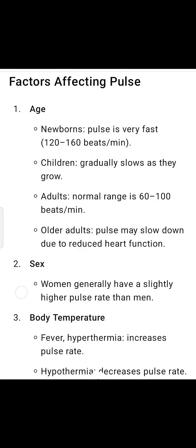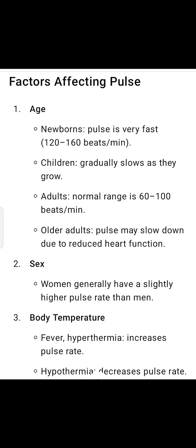Now let's see some more factors affecting pulse, like age. In newborns, pulse is very fast. Children gradually slow down as they grow. The adult normal range is 60 to 100 beats per minute. In older adults, pulse may slow down due to reduced heart function. So this was about age.